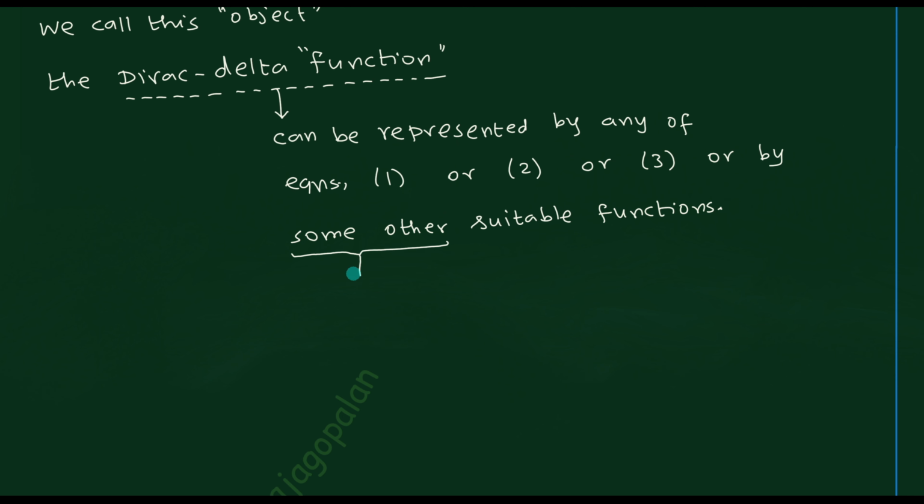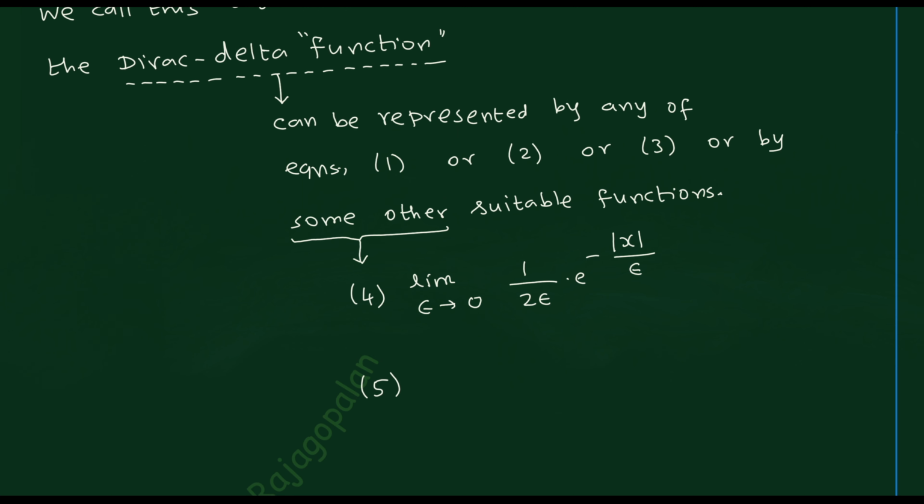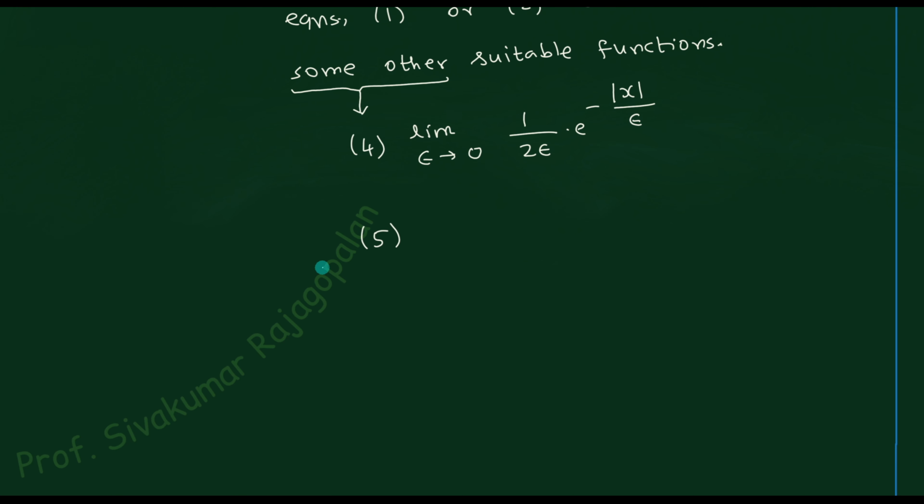I am showing you only three graphs, but you can always find out some other graph, such as I will show one or two examples. Let me therefore write down so that it will be easy for you to compare. Limit epsilon tends to 0, 1 over 2 epsilon into e to the power of modulus of x divided by epsilon. This is another graph. I don't want to draw the graph; you can always draw the graph and learn. This particular function also has similar peaking behavior.